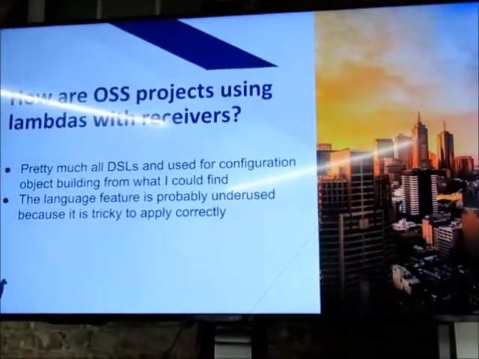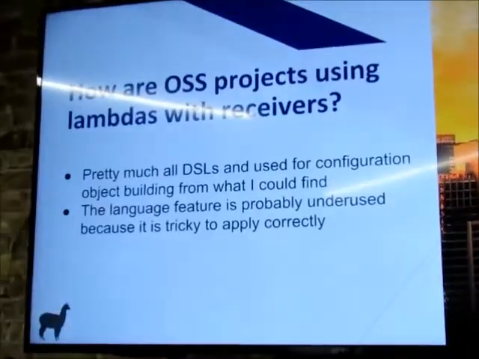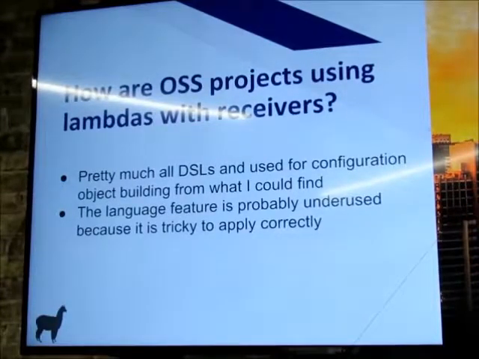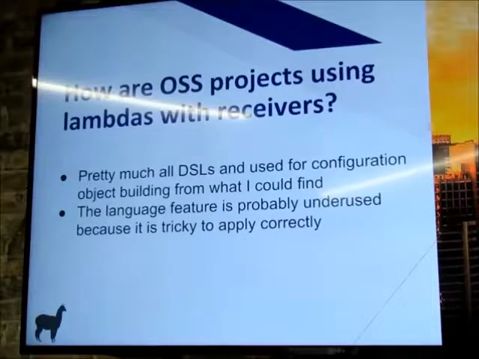I was looking up open source projects on how they use Lambdas with receiver. Pretty much all of them right now are DSLs or configuration objects. That's not to say they can't take advantage of other use cases, but I think it's underused because it's tricky to understand, which is why I thought it would be a good idea to do this presentation, even though we already covered it in DSLs. So you might be nervous about how to use it correctly. I'm hoping some of what I've talked about today can help you understand how to use it effectively outside of just DSLs, which are pretty straightforward as far as a usage for it.